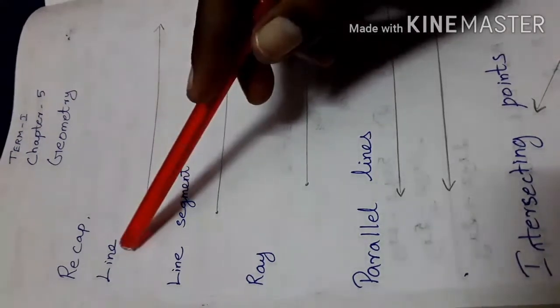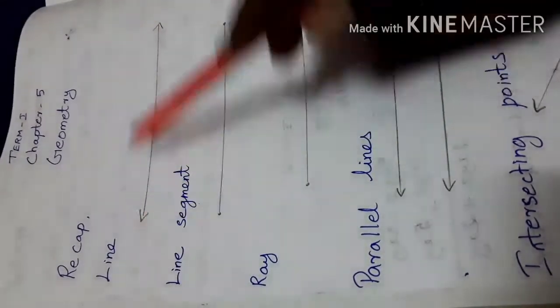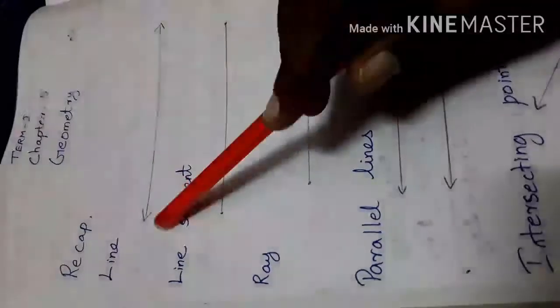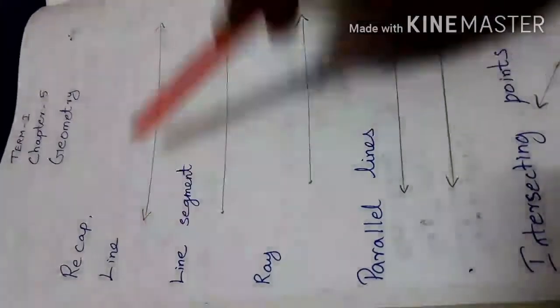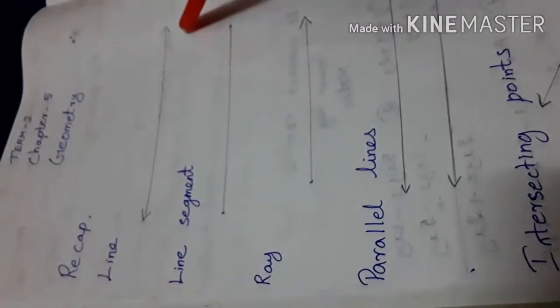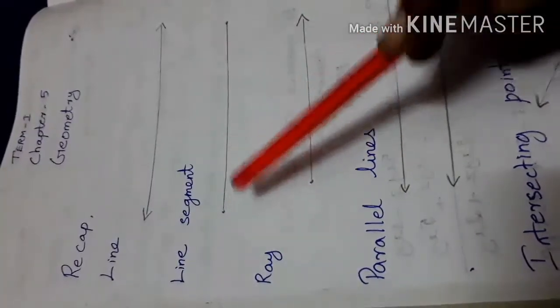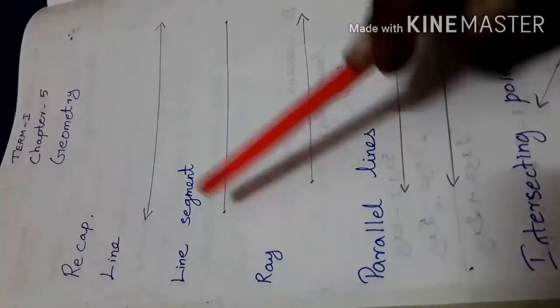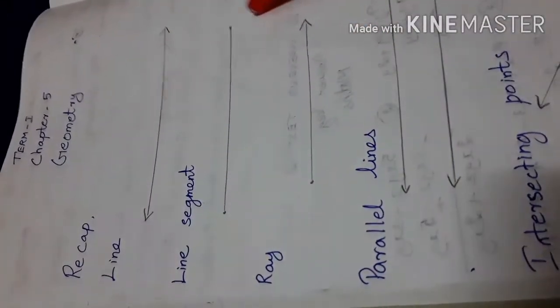First, line. So what is a line? A line extends on both sides without any end. This direction and this direction, both directions go without end. This is called a line. Next, line segment. A line segment has two end points, a starting point and an end point.